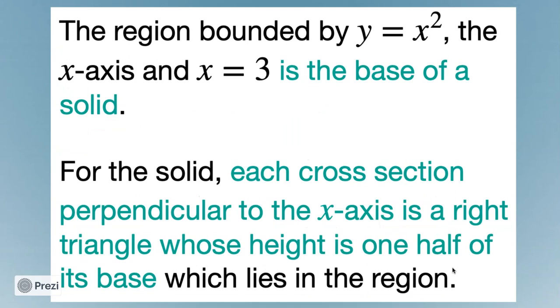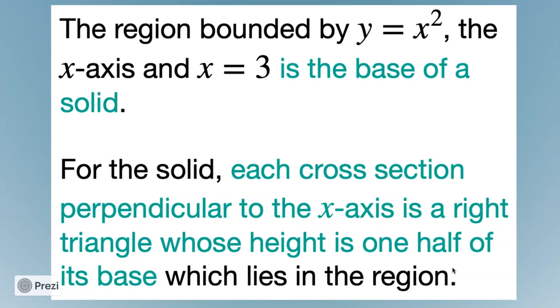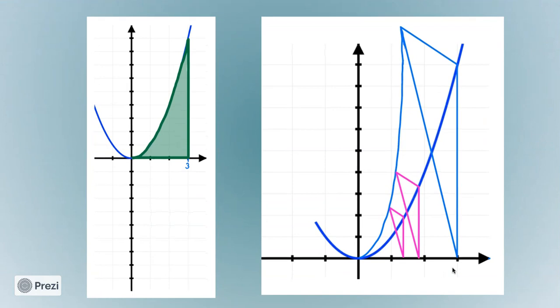The region bounded by y equals x squared, the x-axis, and x equals 3 is the base of a solid. For the solid, each cross-section perpendicular to the x-axis is a right triangle whose height is 1/2 of its base, which lies in the region. There's a lot of differences here because we are not rotating the region. We are expressing it with saying that it is the base of a solid and then describing what the solid looks like. So the region is the same.